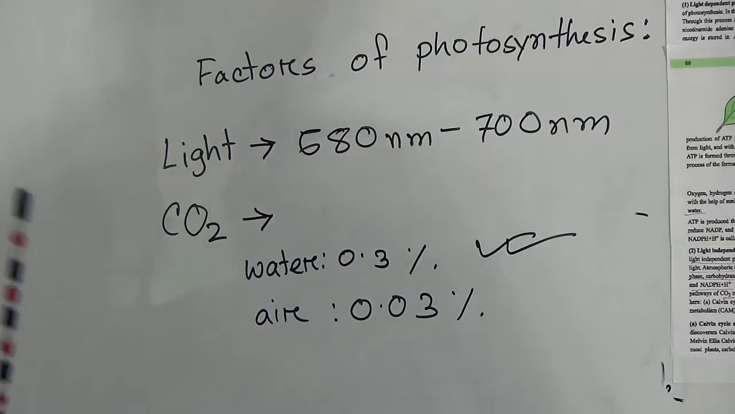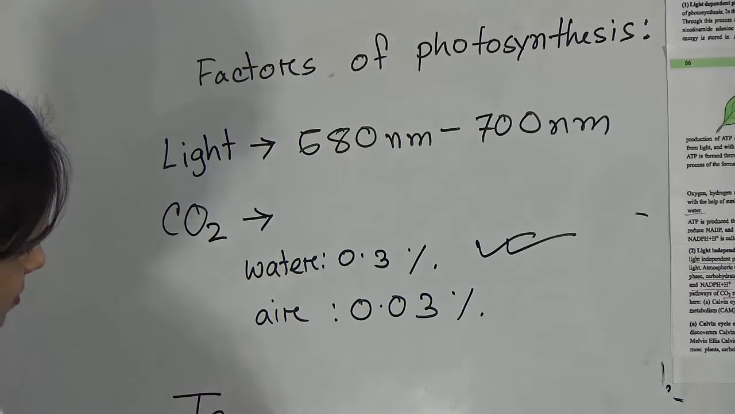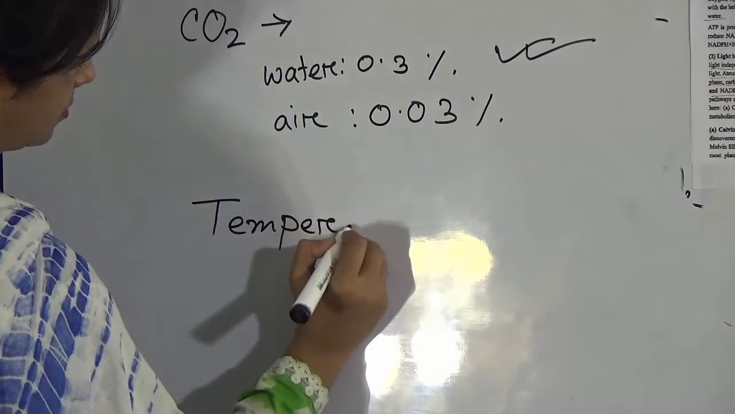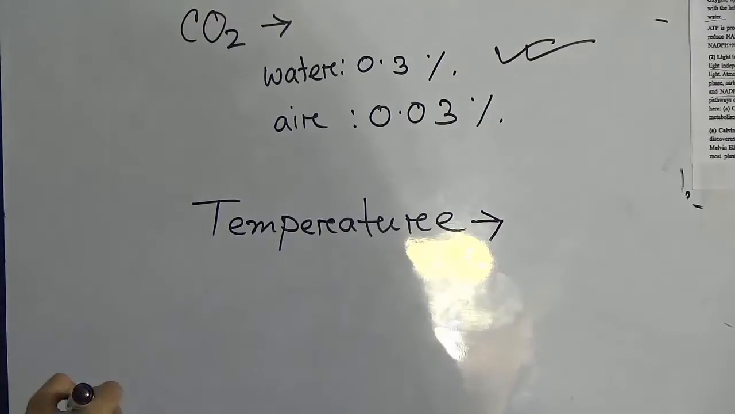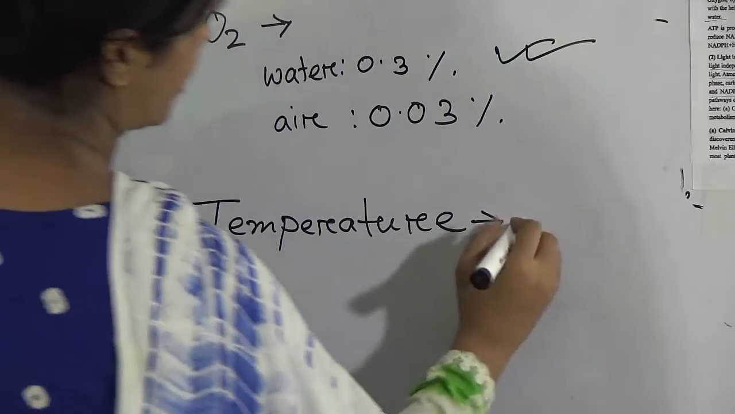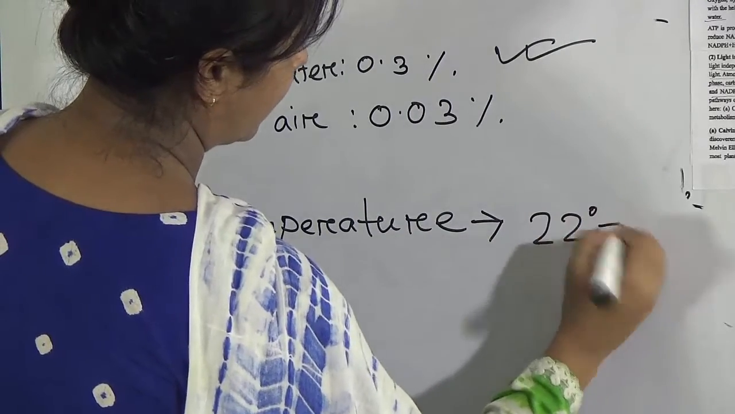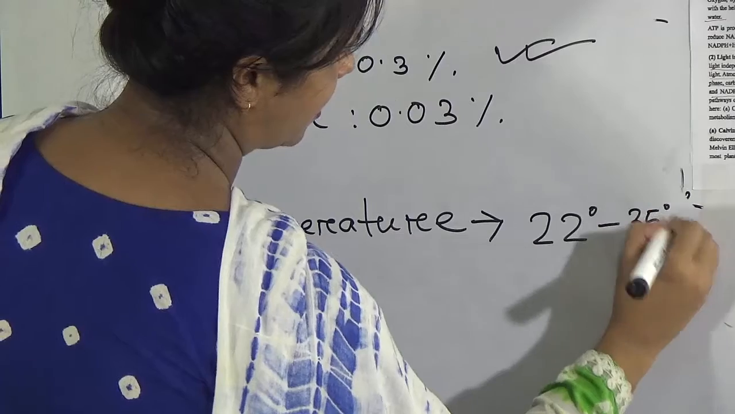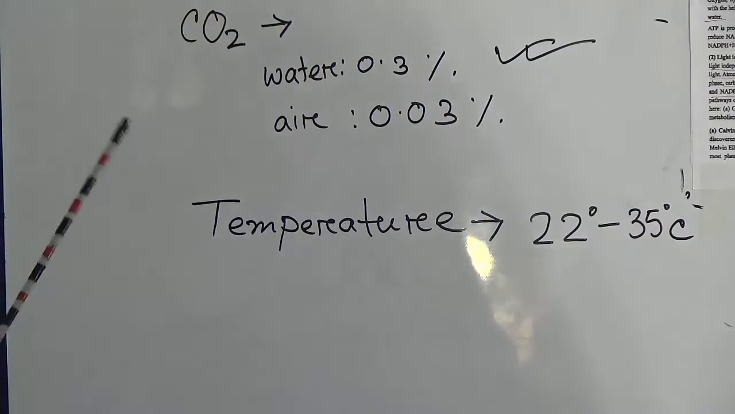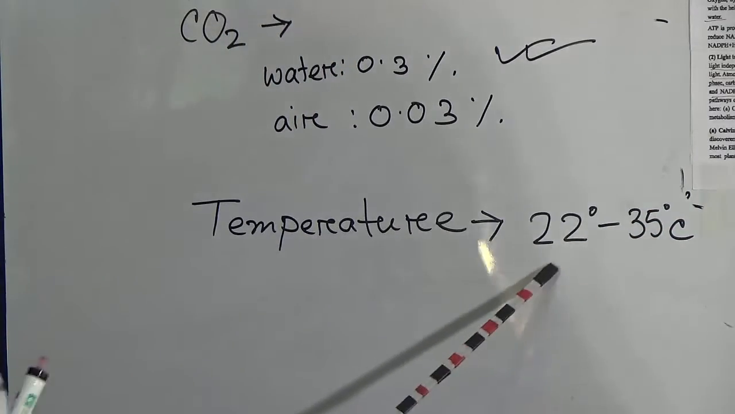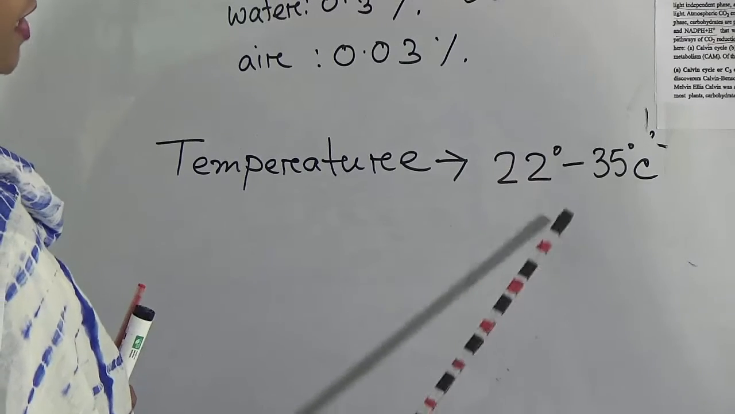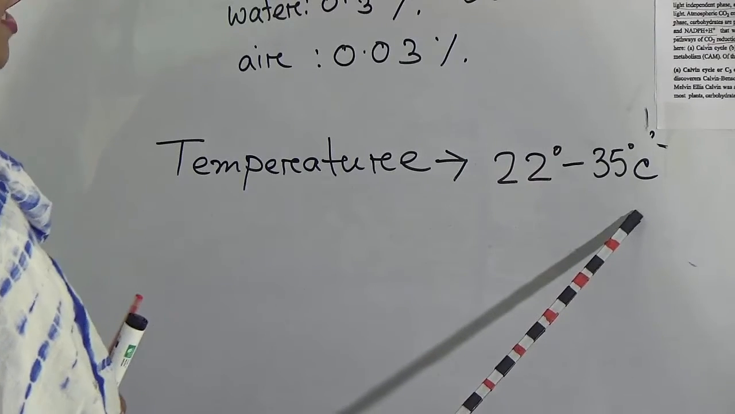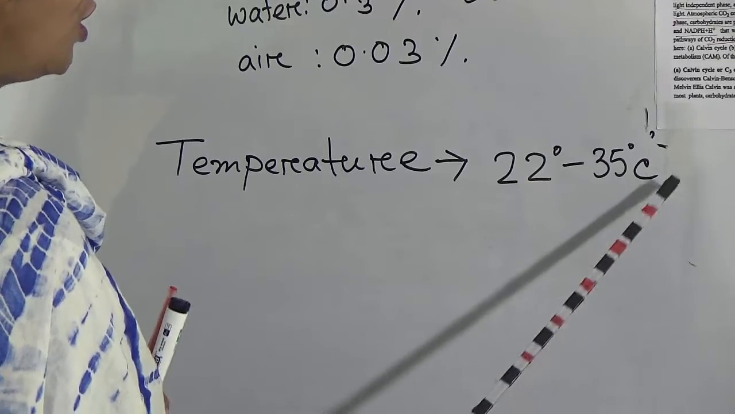Now come to the temperature. Temperature is an important factor. 20 degree centigrade to 35 degree centigrade is the favorable condition for photosynthesis. If the temperature is below 22 degrees, there will be no photosynthesis. If the temperature is above 35 degree centigrade, there will be no photosynthesis.